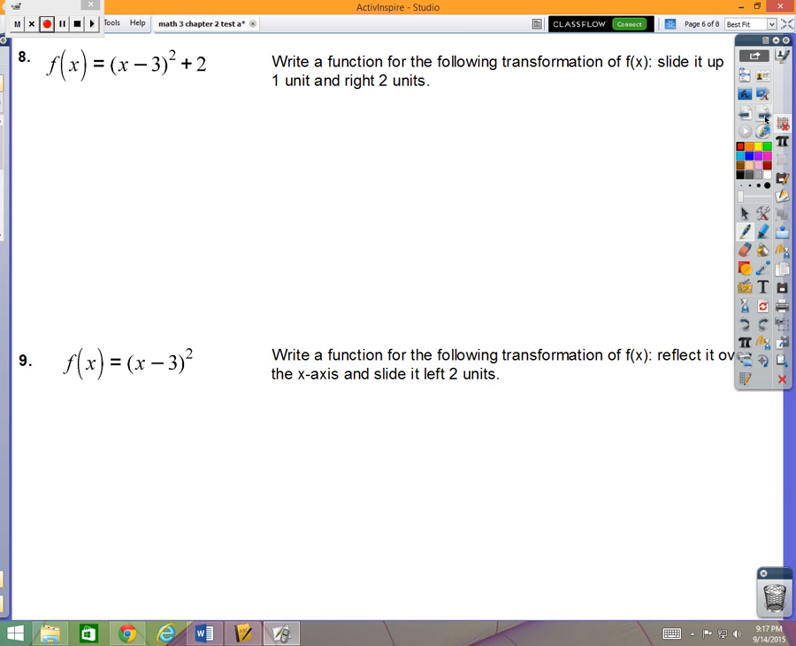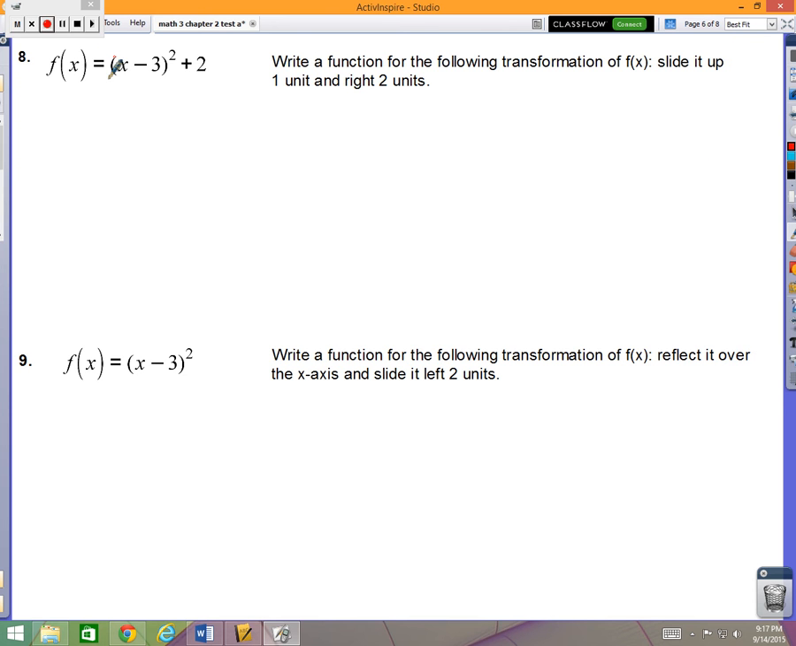Number 8. Write a function that transforms this. Okay, so a lot of you guys drew pictures and that was good. I liked that. So x minus 3, this is squared, so it's not an absolute value, this is a quadratic. X minus 3, that means we're going to go 3 to the right, 1, 2, 3, and then up 2, 1, 2. So there we go, and it's quadratic, so it's going to be a parabola.